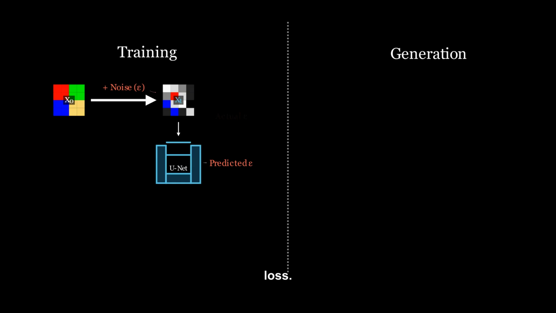To summarize, diffusion models work in two phases. During training, we take a clean image, use the reparameterization trick to instantly jump to a random noisy state, and train a U-net to predict the exact noise we added using a simple mean squared error loss.